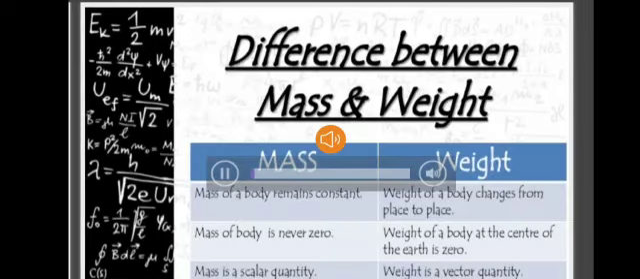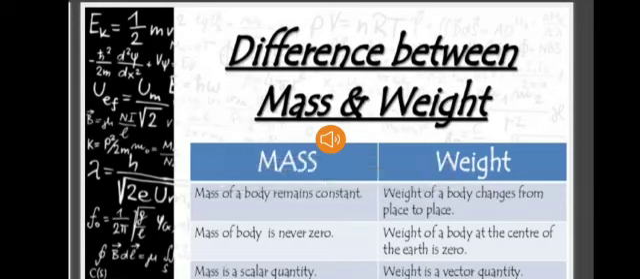Now your next slide is difference between mass and weight. Mass of a body remains constant. Mass of a body always remains constant. Weight of a body changes from place to place. Weight of the body changes at every place. When we go below or above the surface of Earth, the weight of a body changes. Mass of a body is never zero.